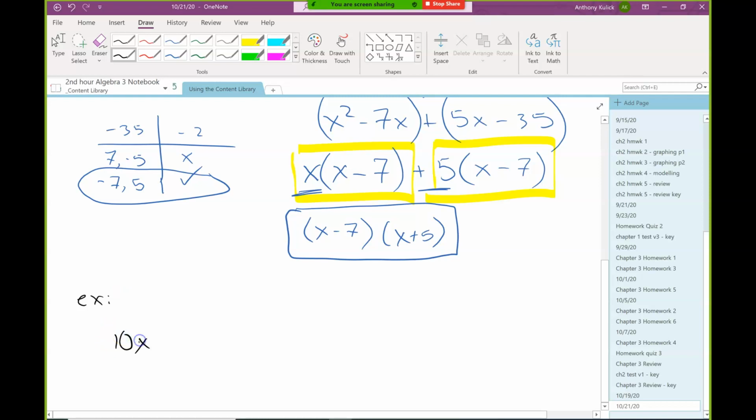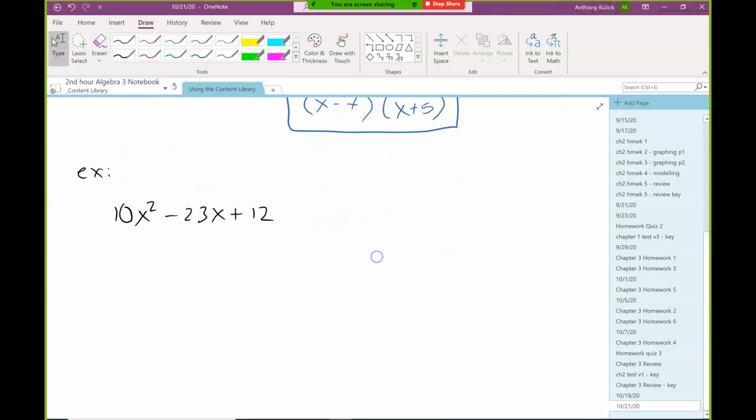So let's say we do 10x squared minus 23x plus 12. So we'll start by writing down the values for A, B, and C to start with. What's my value for A? 10. What's my value for B? Negative 23. And my value for C is 12.